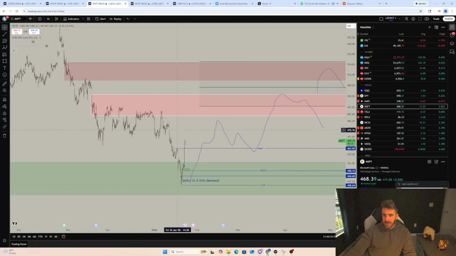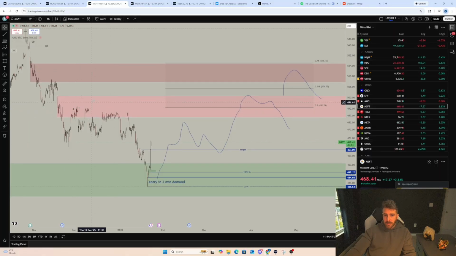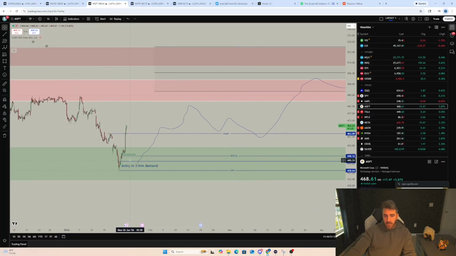This whole path is my ultimate goal, sweeping this high over here in the daily supply. There's still some used supply here, but this is unused supply. It could still reverse here, but as you see how impulsive we're moving up.